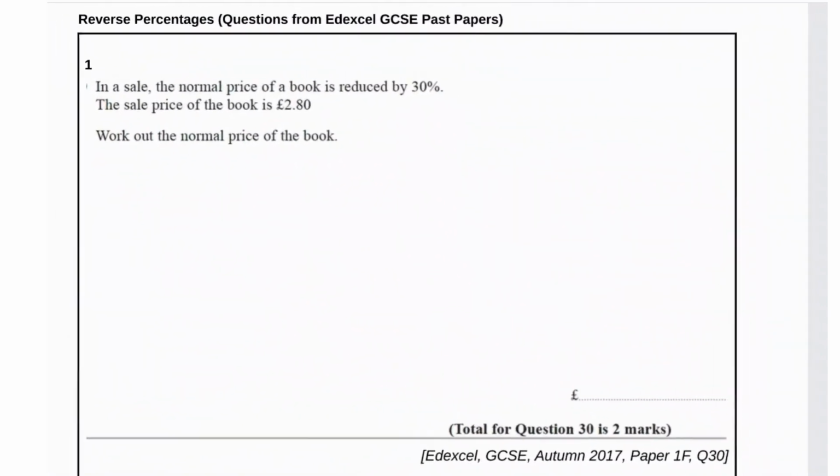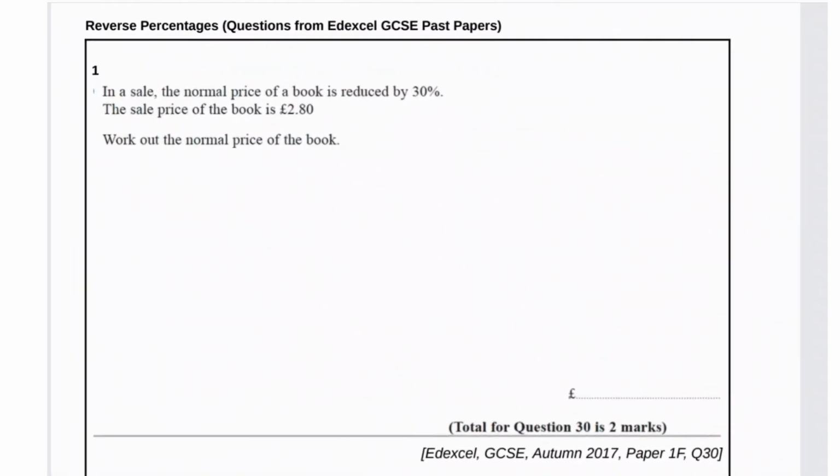So in a sale, the normal price of a book is reduced by 30%. So what's key with these questions, and you can do this bit if you want, is because it's been reduced by 30%, it's now 70% of what it was originally. So it's 70% that is equal to the £2.80. Okay, so that's really key. So 70% is equal to the £2.80.